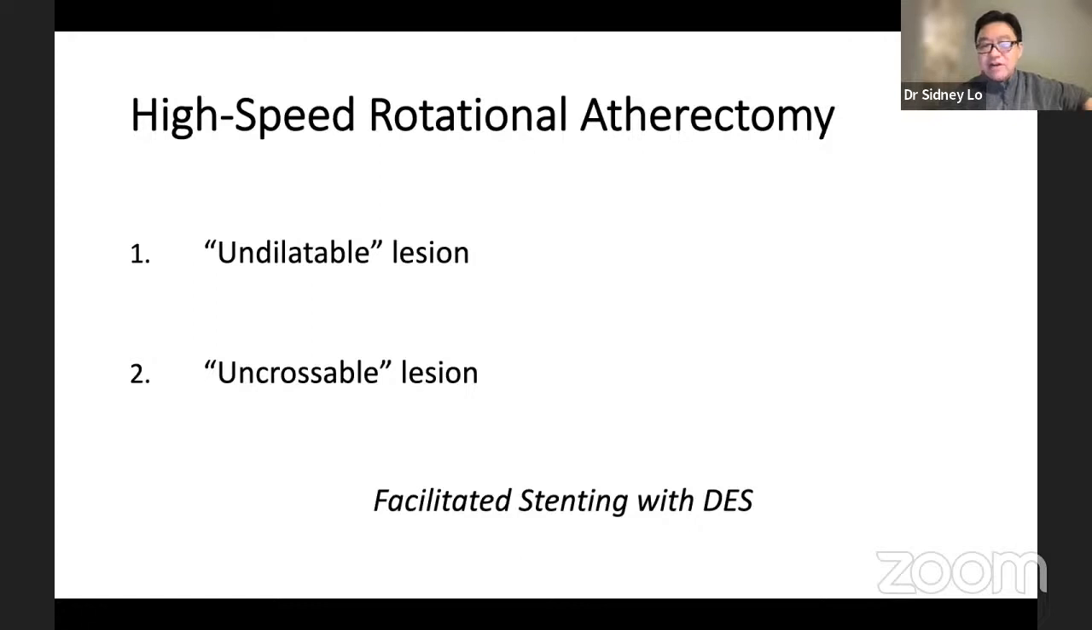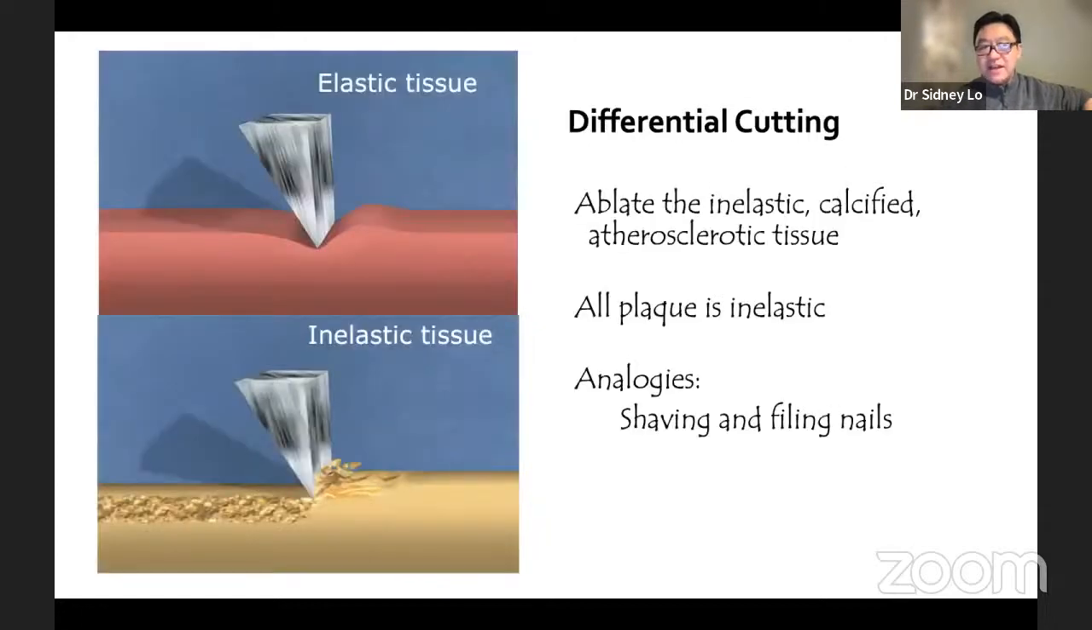Undilatable lesion, uncrossable lesion. But I would argue that when it was first invented, we wanted to cut out as much plaque as directional atherectomy did, and that had a higher event rate and complication rate. But now we really just want to cut through so we can get a good stent in.